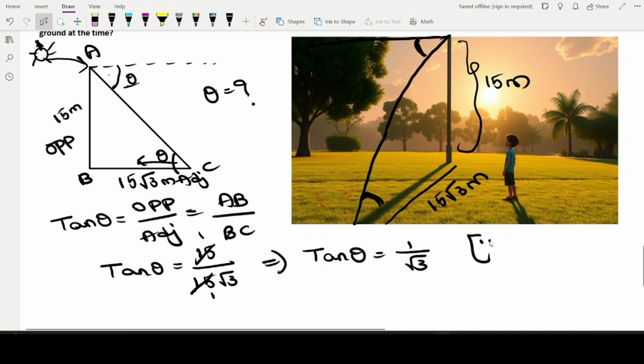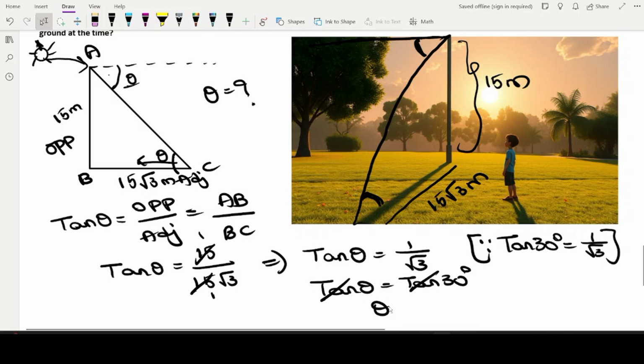And we know that tan 30 degrees equals 1 by root 3. So tan theta equals tan 30 degrees. Both tan get cancelled and you will be left with theta equals 30 degrees. So the sun will be falling at an angle of 30 degrees. So this is the problem.